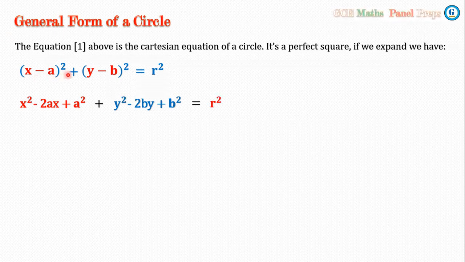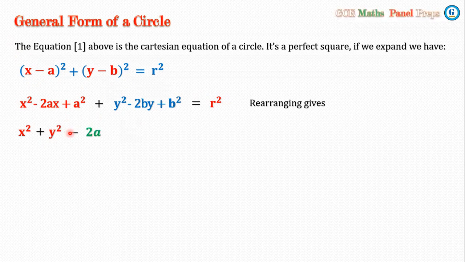When we expand x minus a all squared, we have x squared minus 2ax plus a squared. Now y minus b all squared gives us y squared minus 2by plus b squared, equal to r squared. So the terms with squares, x squared and y squared, you can bring together by rearranging. So we have x squared plus y squared, now the x term, minus 2ax, the y term, minus 2by, and now all the constants, plus a squared plus b squared minus r squared, equal to 0 on the right-hand side.